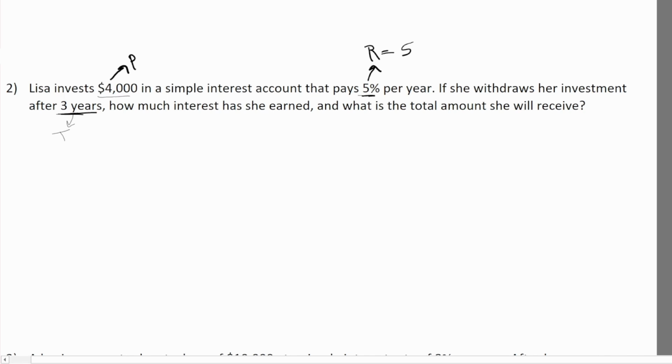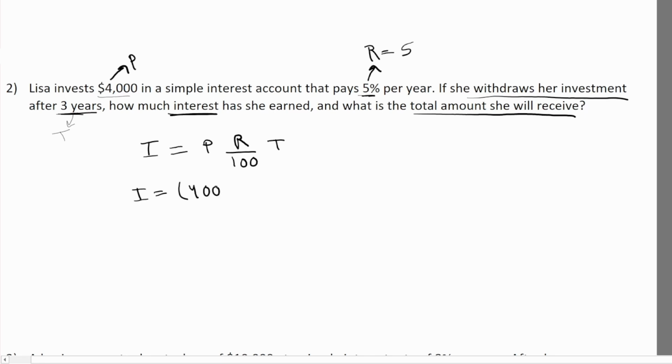Now, we know that after 3 years, she will withdraw all her money, basically, all the investment with the gains. So we're being asked, firstly, how much interest did she earn? And what is the total amount she will receive after withdrawing her money? So we're going to go ahead and firstly find the interest. We know P, we know R, we know T, so we can easily find I. So I is equal to P multiplied by R over 100 multiplied by T. So I is going to be 4,000 multiplied by 5 over 100 and 3.